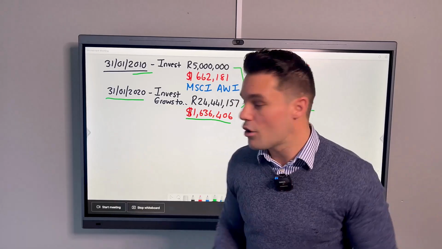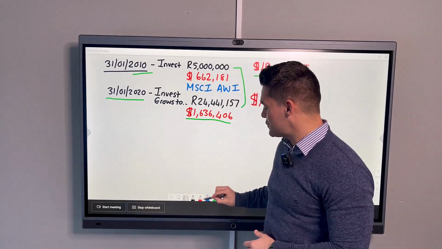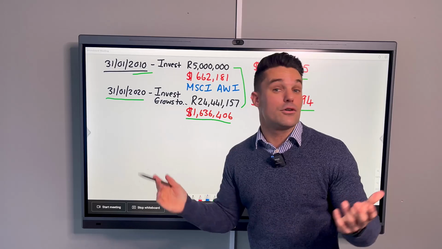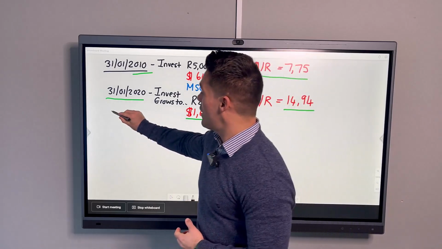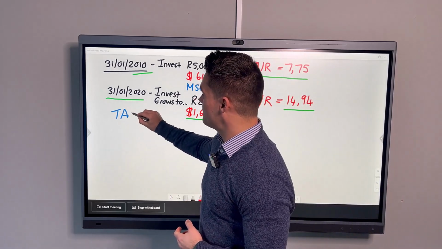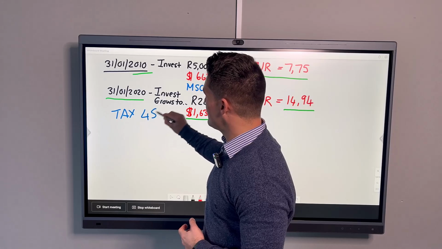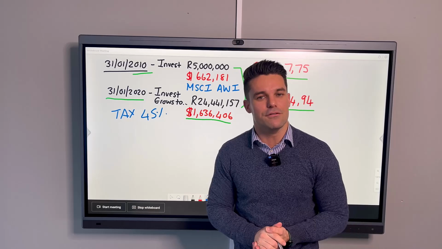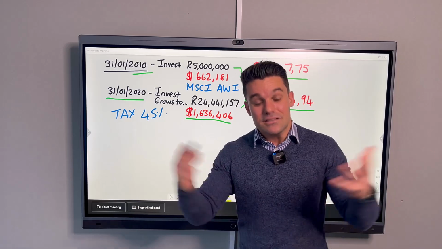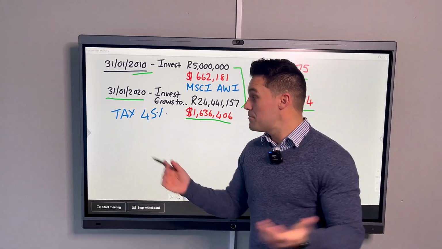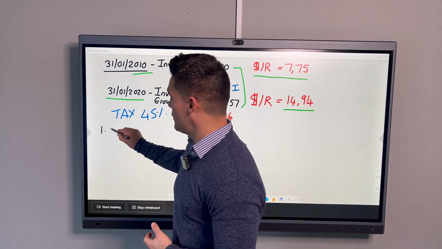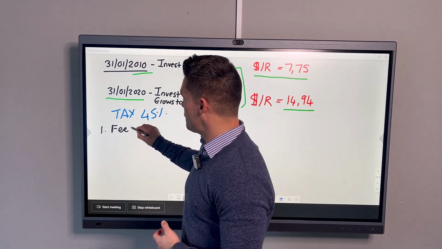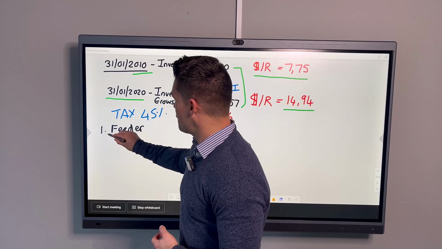Now the question is, what are the tax implications of the different structures that they could have gone into? And let's assume for our example, their tax rate is 45%. They are in the maximum tax bracket. What is the implication of the different investment structures? Now let's consider a structure that many people use when investing for the first time offshore. Let's look at the feeder fund option as our first option.